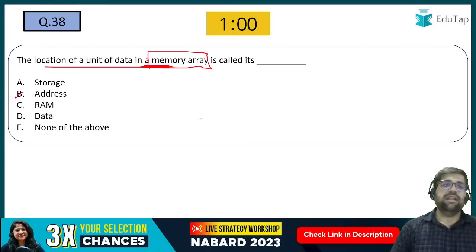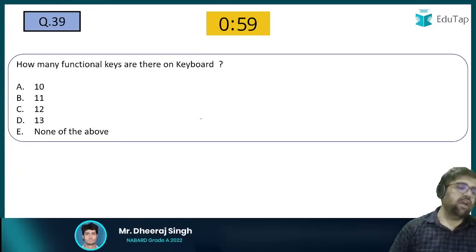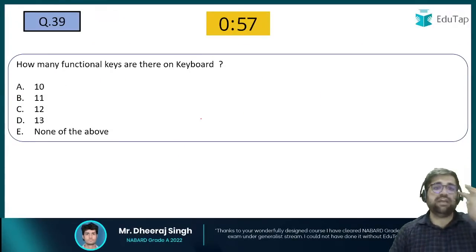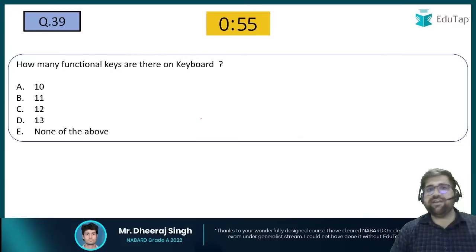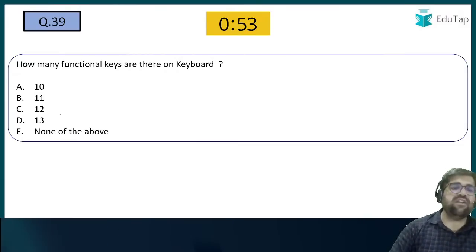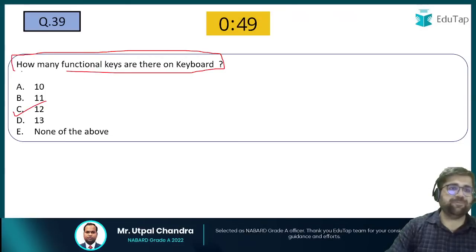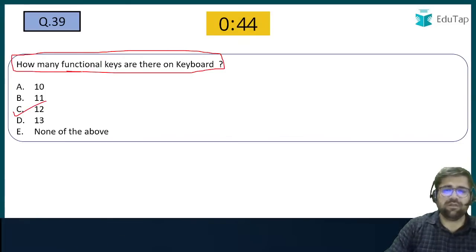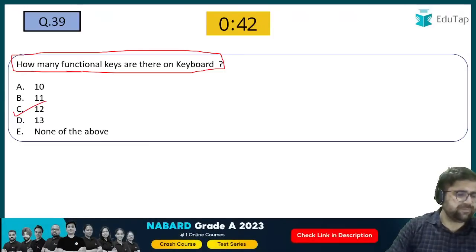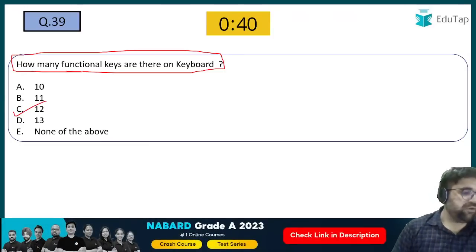Okay, now I'm coming to question number 39. How many functional keys are there on a keyboard? This thing we have already discussed, right? There are 12 functional keys present on a keyboard. I hope you all agree with me. Cool. So now I am going to question number 40.